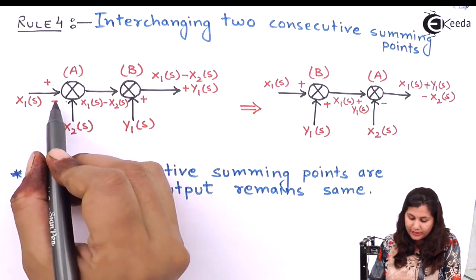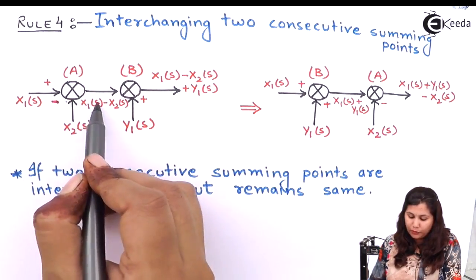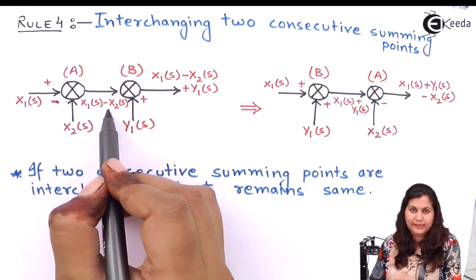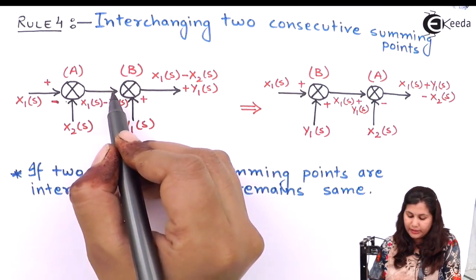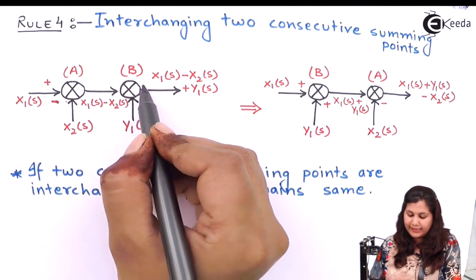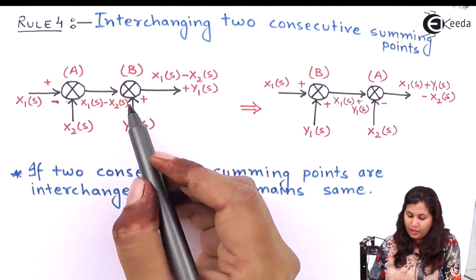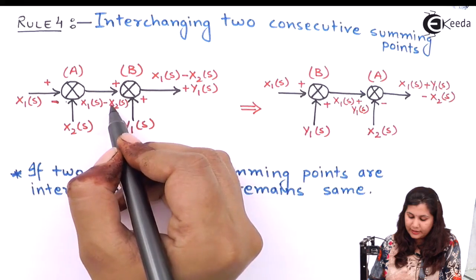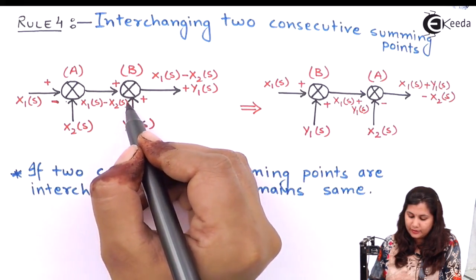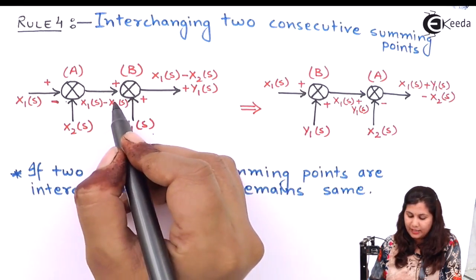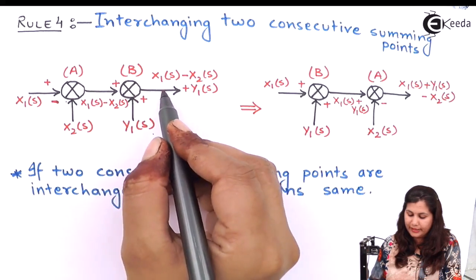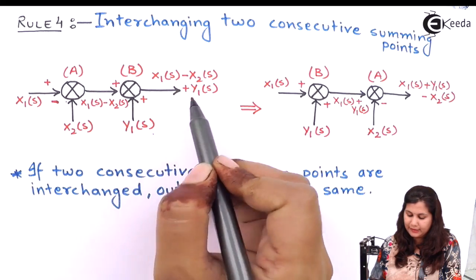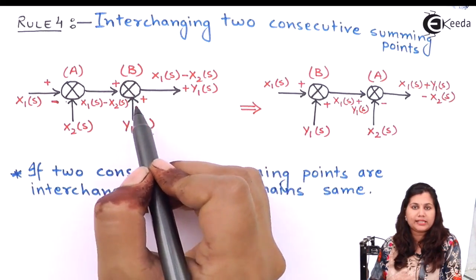The sign of this X2(s) is negative, so the output of summing point A will be X1(s) minus X2(s). Now this output is given as an input to the second summing point B, and here we have the plus sign. So this input signal and this is also an input signal Y1(s). These two input signals are added up. So we have X1(s) minus X2(s) plus Y1(s) as the output of the second summing point.